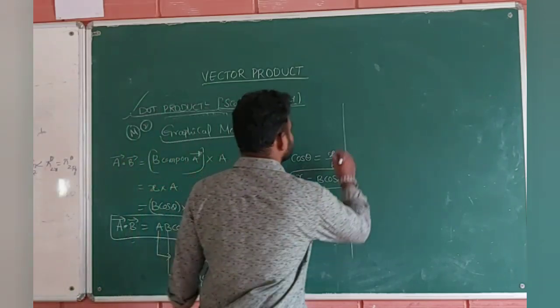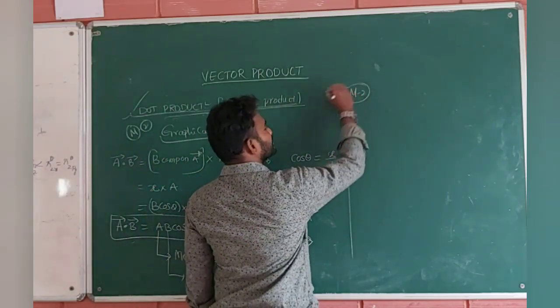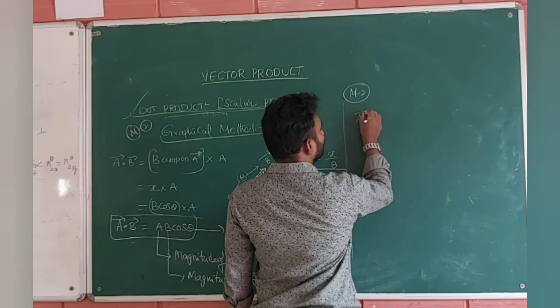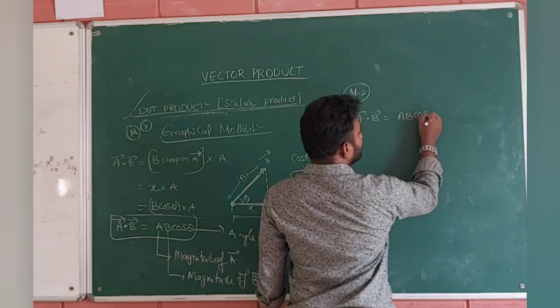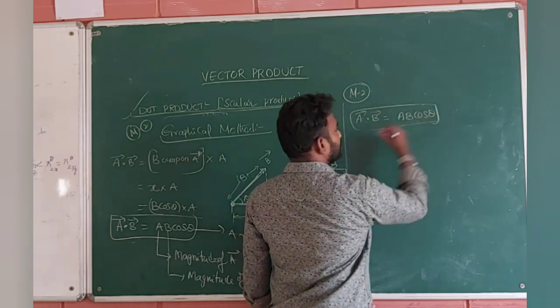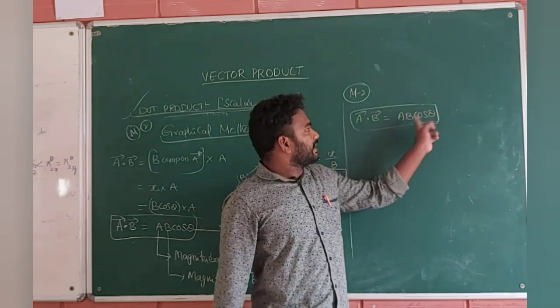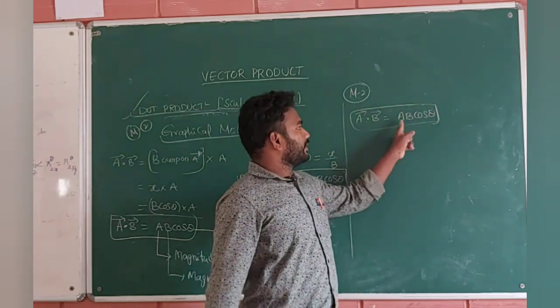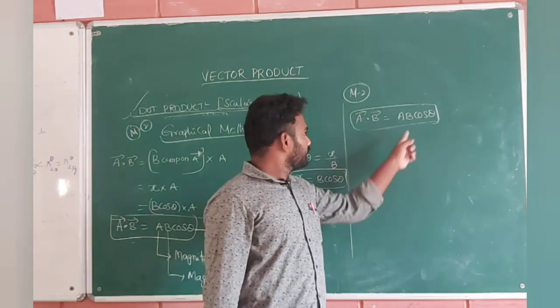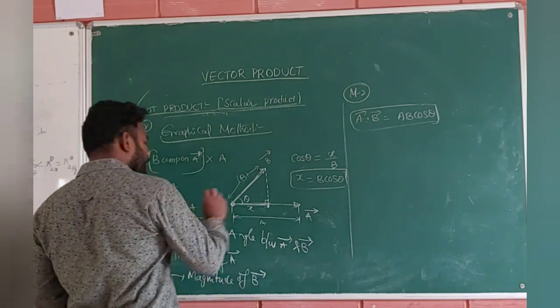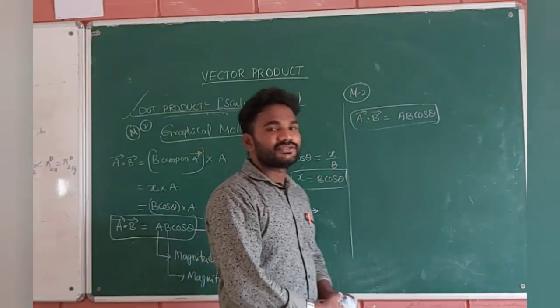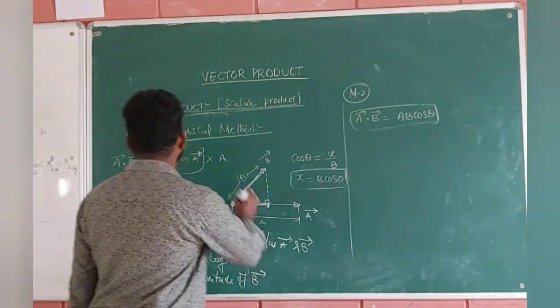I hope you understand. Based on the second method, what is the formula we got? A bar dot b bar is equal to ab cos theta, where theta is the angle between a bar and b bar. A is the magnitude of a, length of a, b is the length of b bar. That's all, guys. Now, what kind of problems can we do based on these two methods? That is the important concept here.